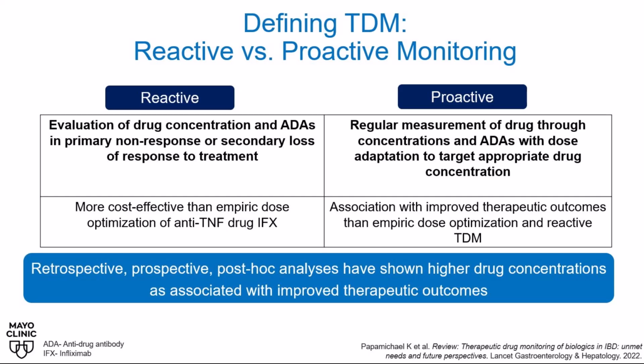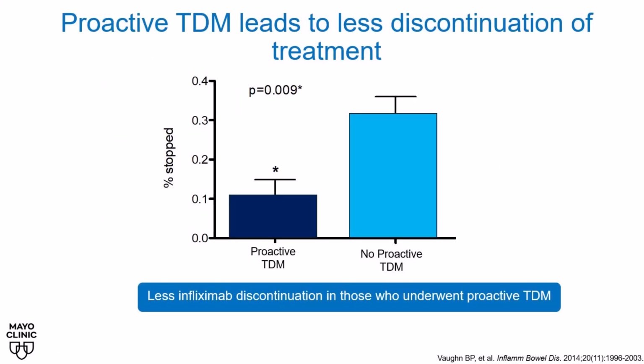Proactive drug monitoring is the regular measurement of drug trough concentrations with anti-drug antibodies and a dose adaptation to target the appropriate drug concentration, and we'll talk a little bit about what the appropriate drug concentration is and whether there is a one-size-fits-all approach. But this has also been associated with improved therapeutic outcomes over dose optimization and even over reactive TDM. I'll show you a meta-analysis that was recently done. What we do know is that retrospective, prospective, and post hoc analyses have shown higher drug concentrations are associated with improved therapeutic outcomes. So it doesn't necessarily mean just giving patients more drug, but using drug levels and anti-drug antibody measurement to guide that treatment decision.